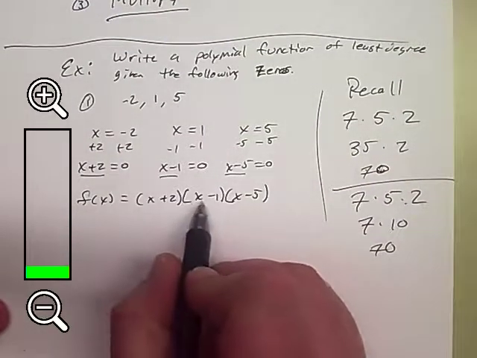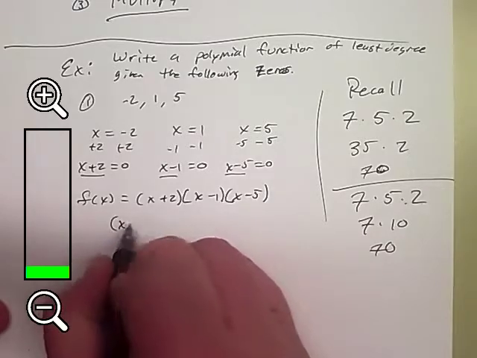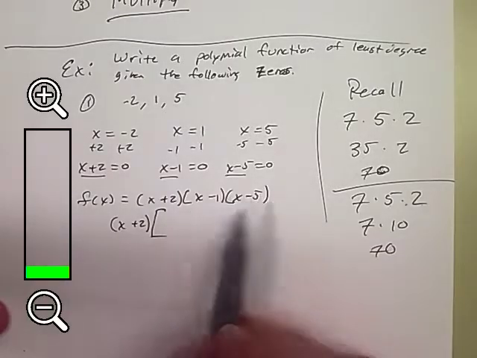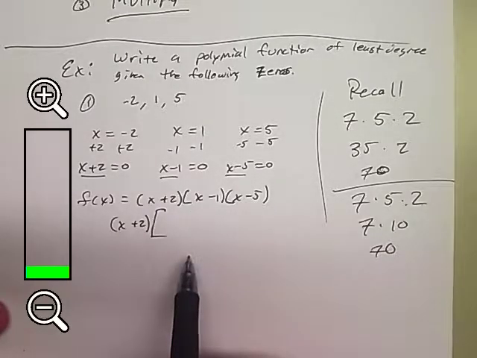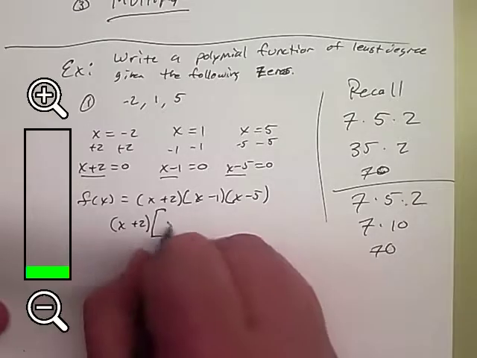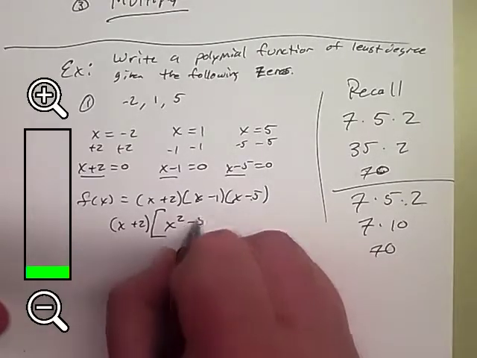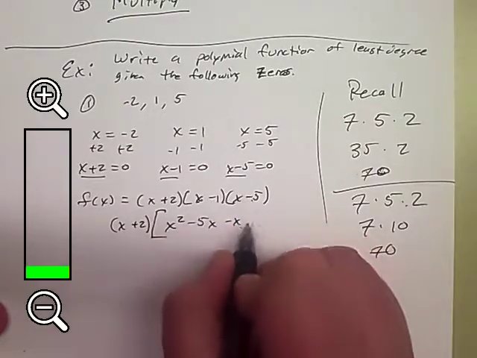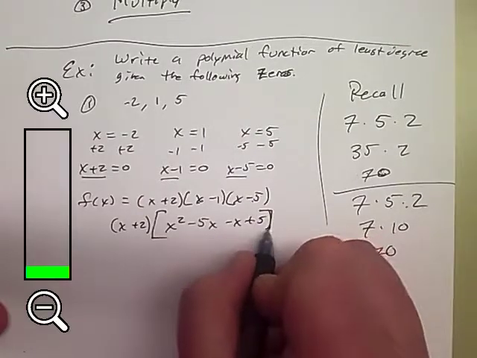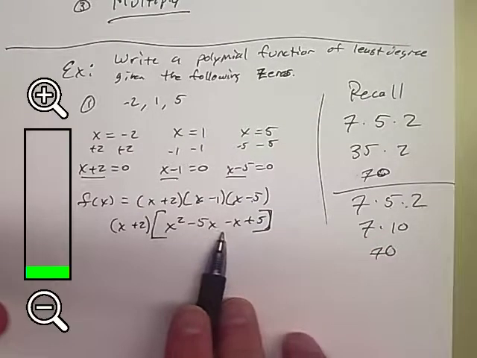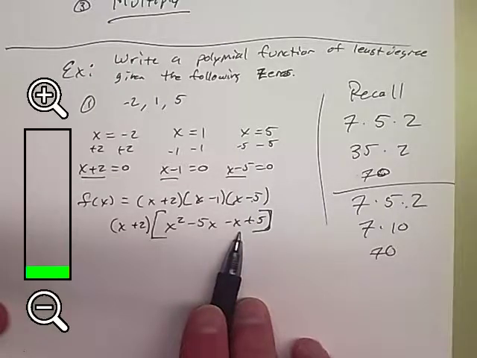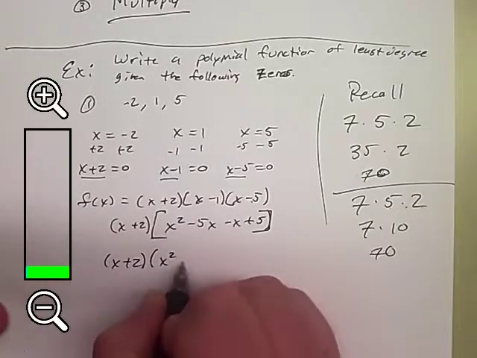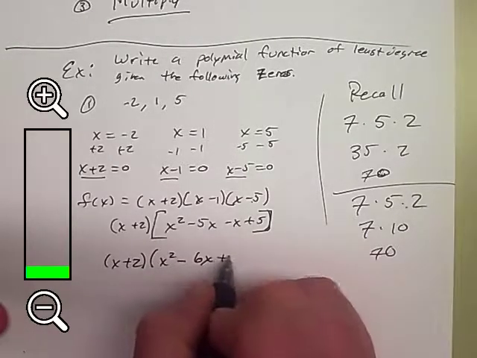So here we go. I'm going to multiply x minus 1 and x minus 5 first. So I start off and I write x plus 2. Then I put these brackets. I'm going to do all the multiplication because I know that there's going to be a step of simplification before I get to the next one. So x times x is x squared. x times negative 5 is negative 5x. And then negative 1 times x is negative x. Negative 1 times negative 5 is a positive 5. And then I need to combine my like terms in the middle. Negative 5x, negative x is a negative 6x. So here I have x plus 2 times x squared minus 6x plus 5.